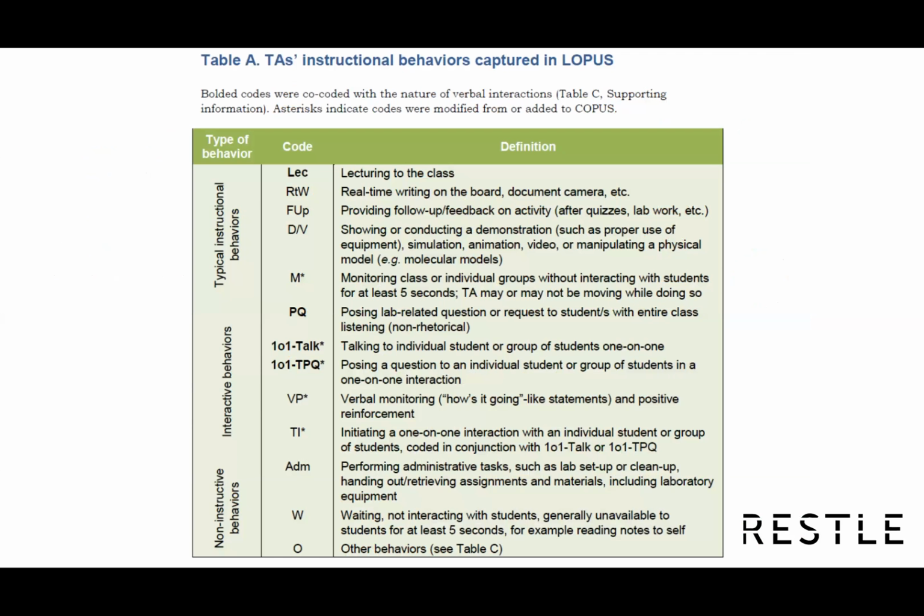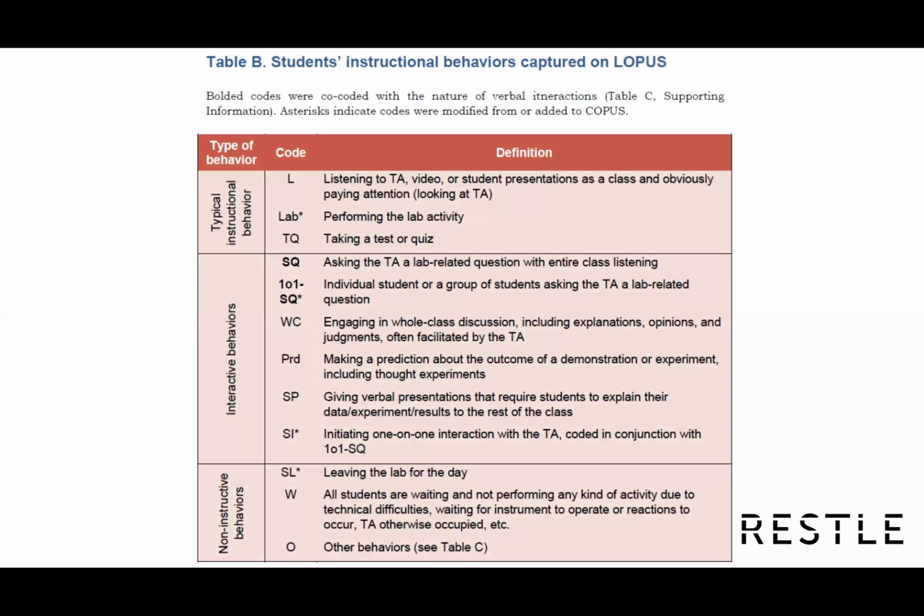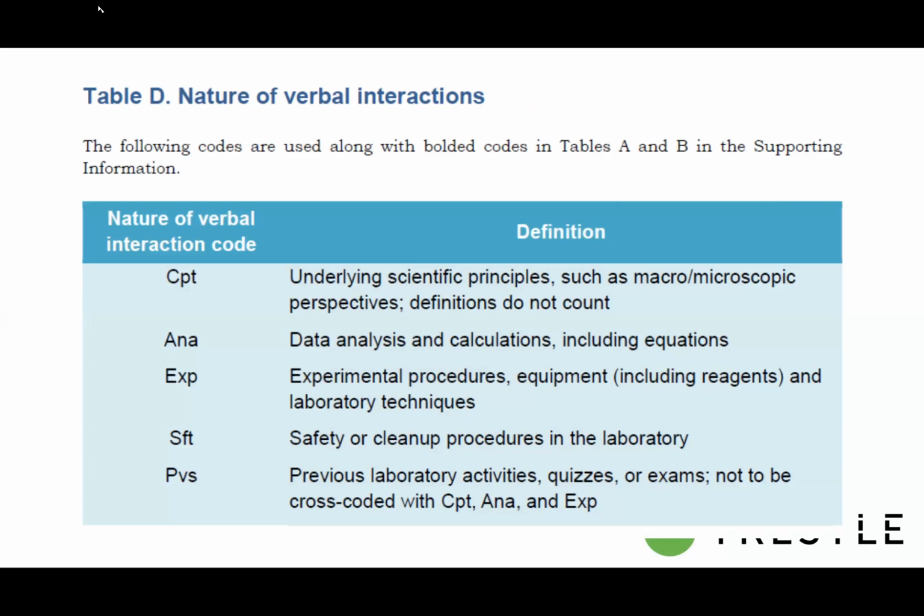Can you please flip to the next page, please? Okay, so this is just a table from the LOPUS paper showing more details on the different codes. This is a table for the TA or the instructor behavior in 3 different categories: non-instructive, interactive, or typical. Next, please. And this is a table for the student side. Next, please. And this is the nature of verbal interactions, or nature of conversations, in 5 different categories: either underlying conceptual discussions, or data analysis, data taking, or experimental procedures, equipment, lab related, or safety, or previous lab activities, or quizzes, exams.